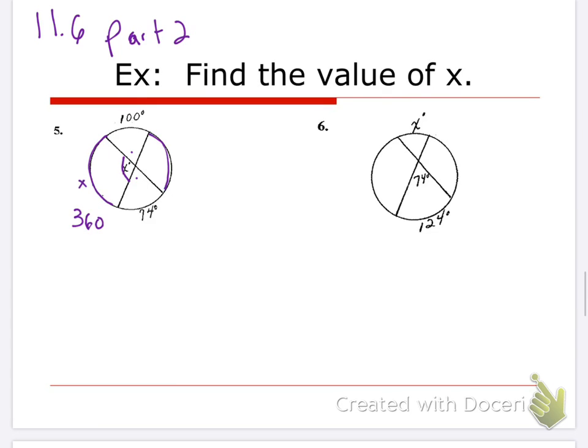We'll call this x and we'll call this y. 360 minus 100 minus 74 equals 186. And that's going to be the sum of x and y. So we have to find x equals 1/2 that sum of x and y, which is 186, which gives me 93 degrees.